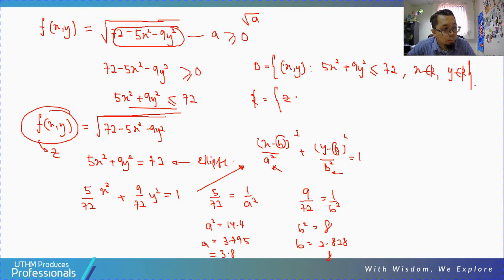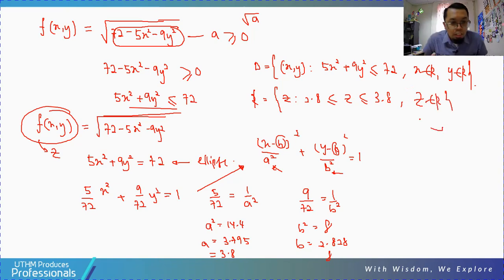So Z is from 2.8 until 3.8. So the minor and major for Z can only reach 2.8 and 3.8, and Z is a real number. This is the way. Okay, settle. So that is an example of how you can determine the domain and range.